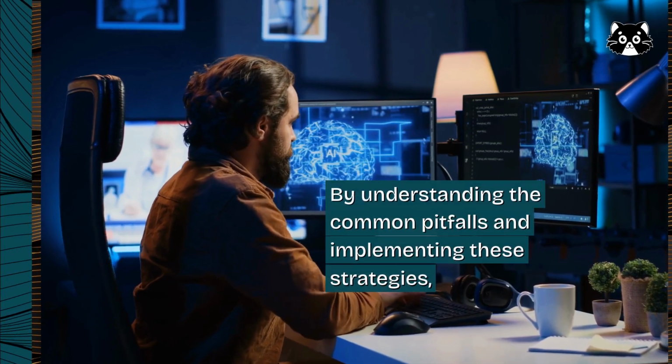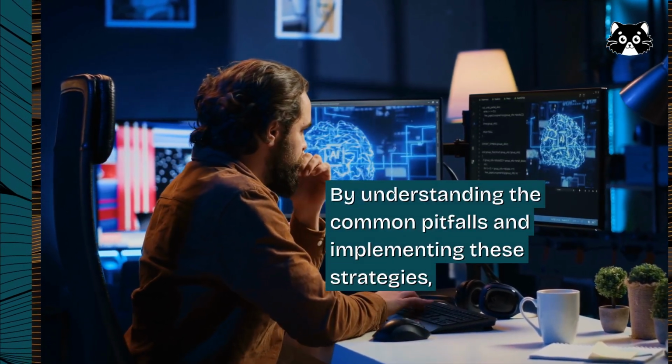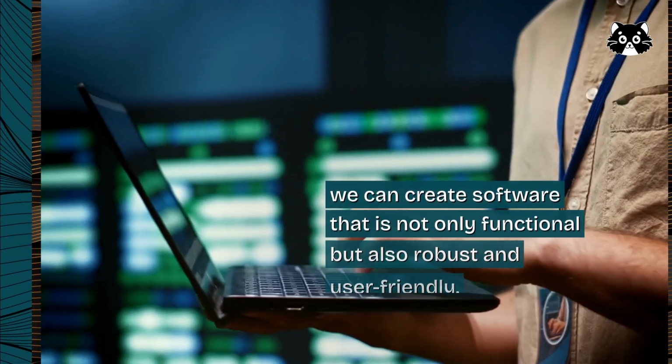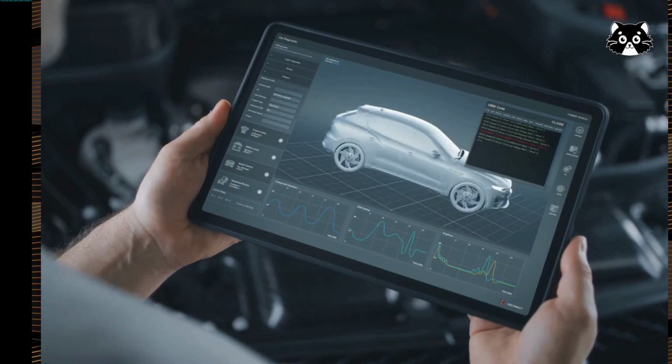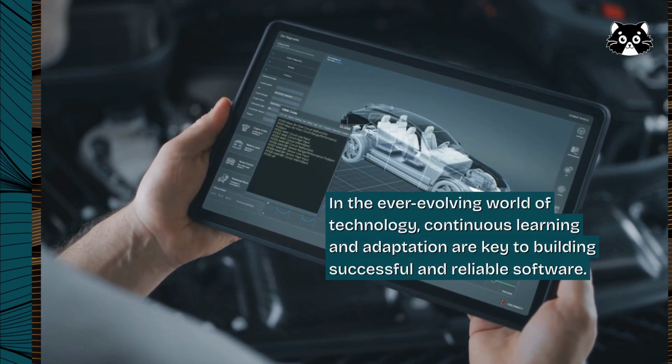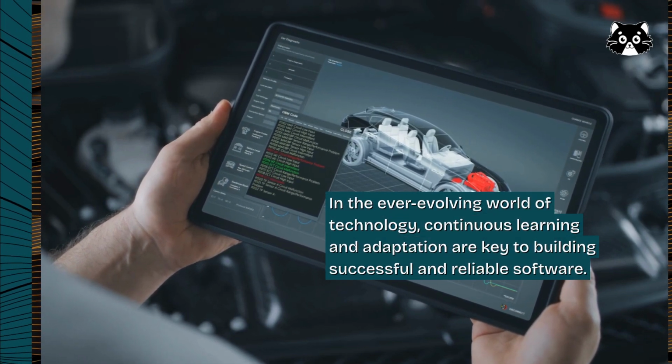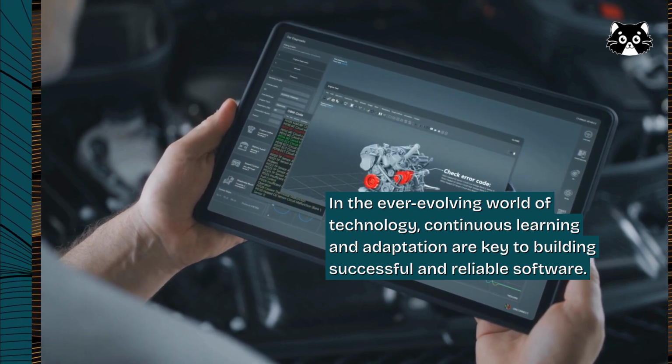By understanding the common pitfalls and implementing these strategies, we can create software that is not only functional, but also robust and user-friendly. In the ever-evolving world of technology, continuous learning and adaptation are key to building successful and reliable software.